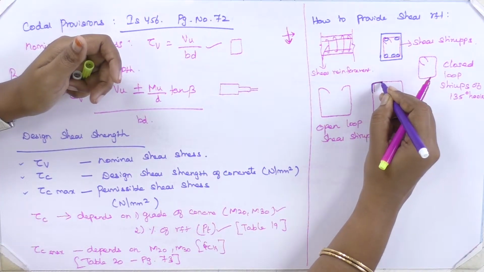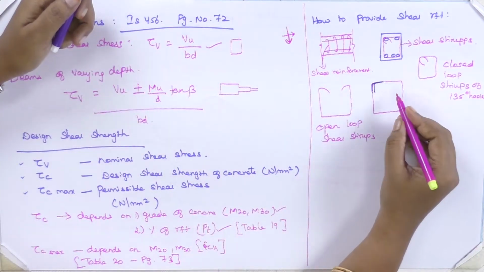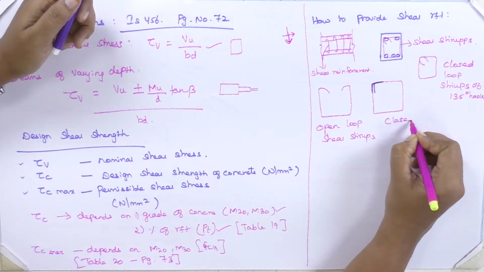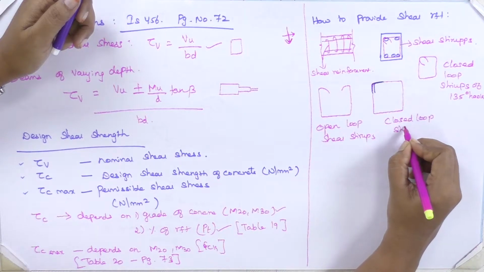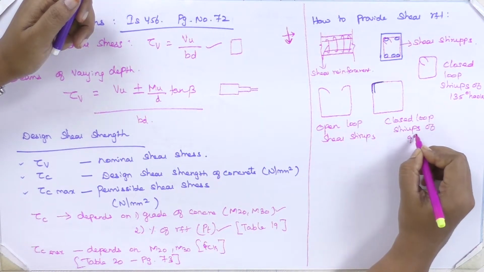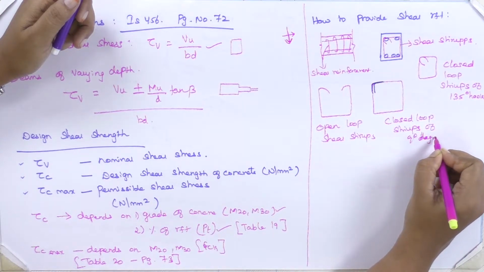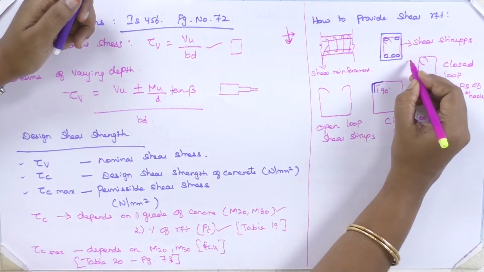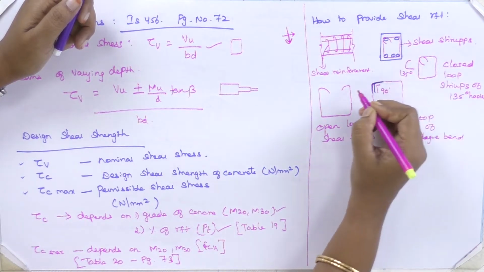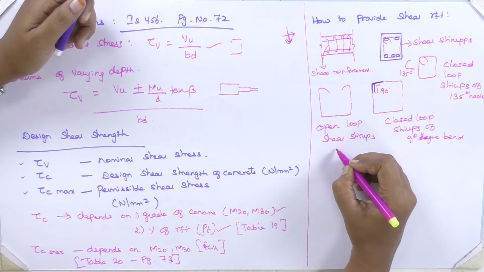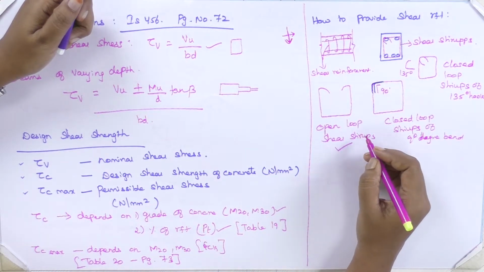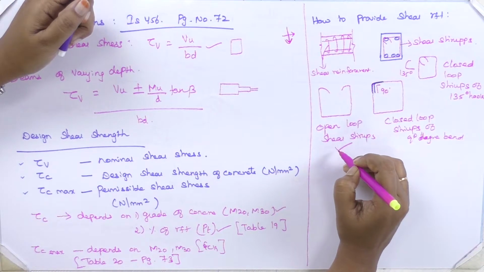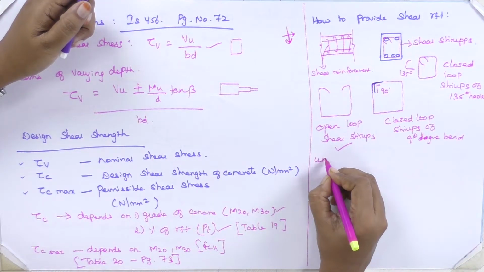So it will be like this. This is like this and this is like this. Here I don't bend my shear stirrups bar, so this is a closed loop stirrup of 90-degree bend. This bend is 90-degree. Here this bend is 135-degree. This is an open loop. This open loop will not contribute much to my beam to take care of my shear. So this open loop I can provide in some unavoidable circumstances.